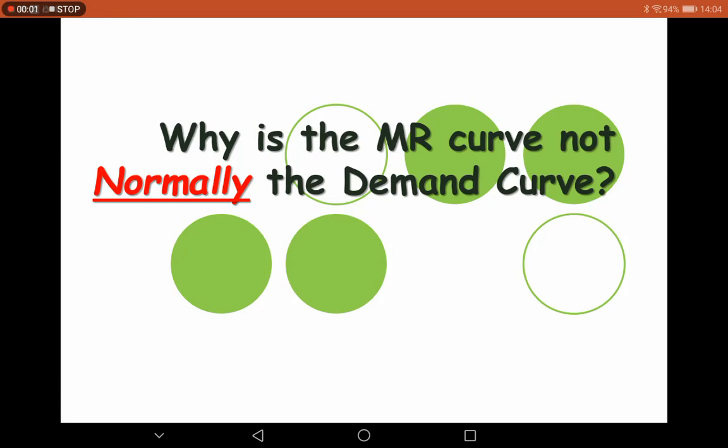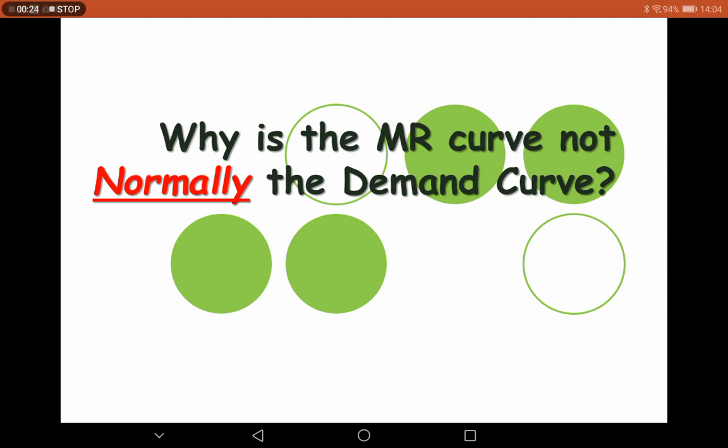Okay, so this is session 3 then in our start of theory of the firm. Up to now we've looked at revenue, we've looked at a quick introduction to perfect competition. So what we're going to look at next follows on from the perfect competition one. It's important you're watching these in order. So session 3 says, why is the marginal revenue curve not normally the same as the demand curve?